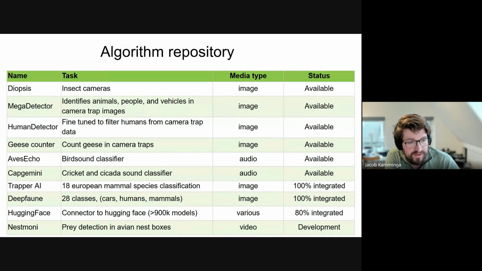Another notable algorithm is a Hugging Face connector. It's basically one algorithm in our system, but it will allow you to select any Hugging Face model that is available on the Hugging Face platform. Not all of you may know Hugging Face, but it is a very popular platform that hosts more than 900,000 models. Not all of them for biodiversity, of course, but it's a really interesting connection.